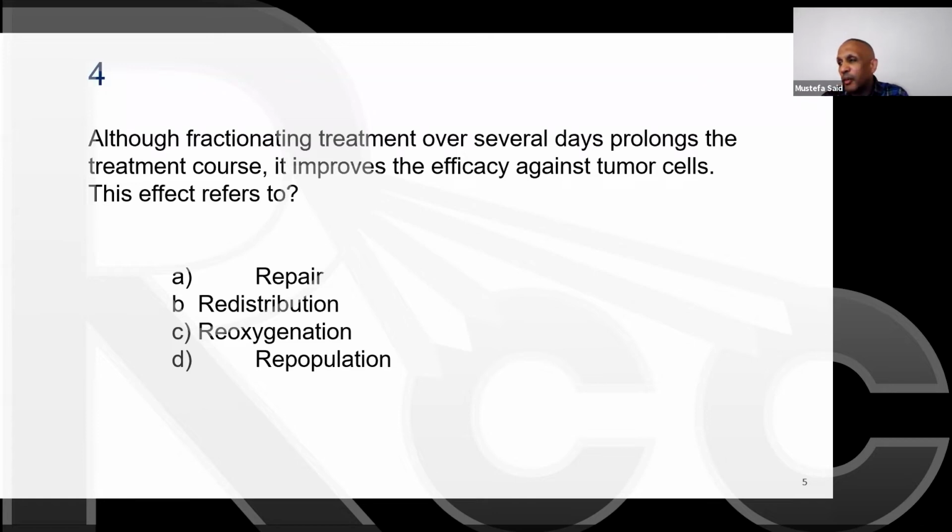But over time, cancer cells go through different cycles. And we said that M and G2 are the most sensitive. That's why we do treatments on different days. We could deliver the whole dosage in one day, but we fractionate it because we're trying to increase the chance of catching them in those sensitive phases, which is higher when you have fractionation. So it is B, redistribution.